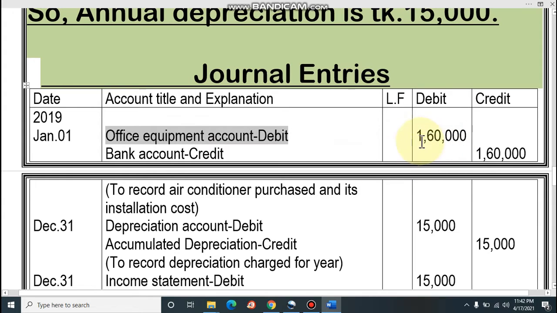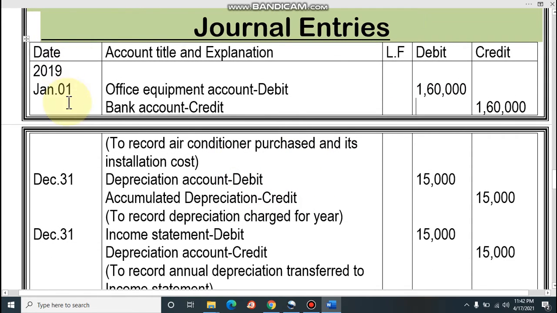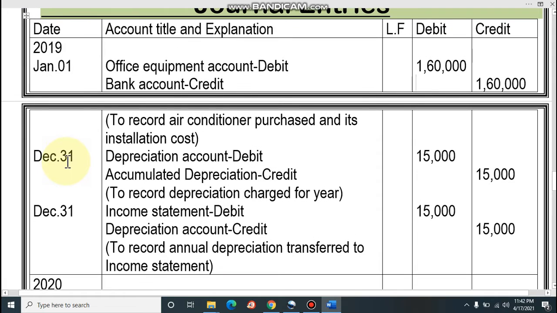The amount is 1,60,000, because 1,55,000 is the purchase price. We have to add installation cost also with this equipment. So the total cost is 1,60,000. Then at the end of 2019, we have to give two journal entries.